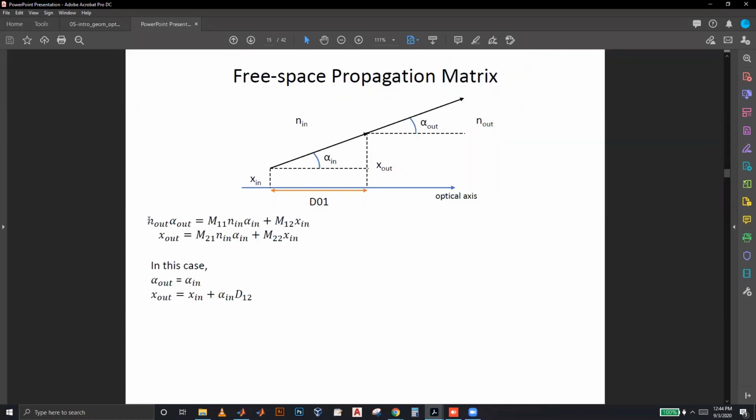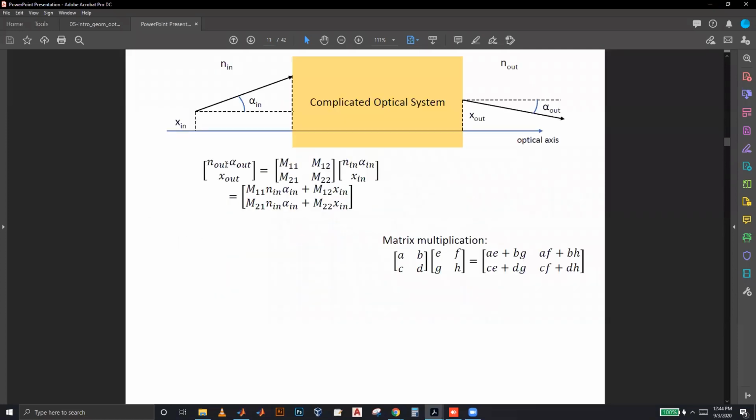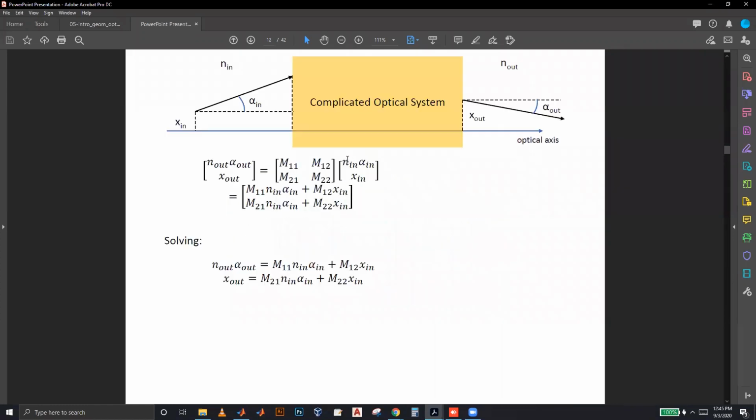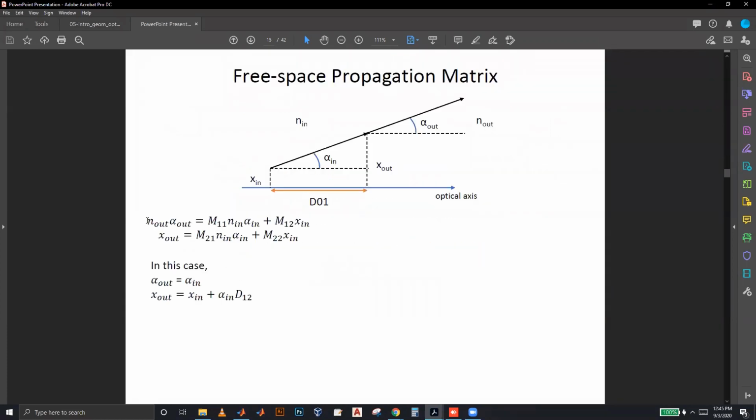I have from my previous slides the equations for this system. Suppose I could have written this kind of a matrix, right? N out, alpha out, X out equals the system matrix which governs this system times the input matrix. Multiplied it out, solved it, and got my final forms of the two equations, which I have put over here.